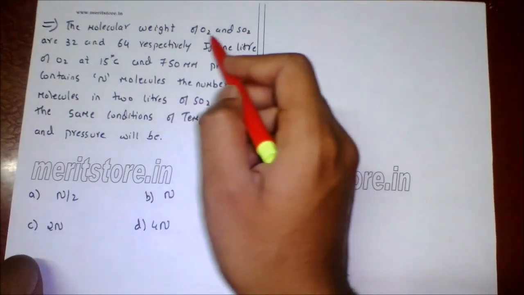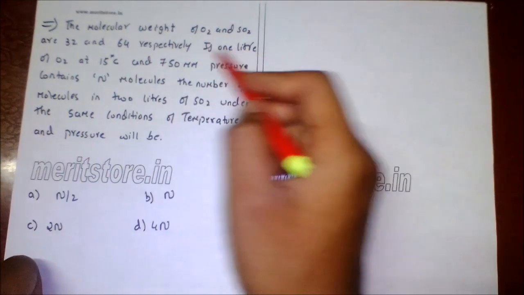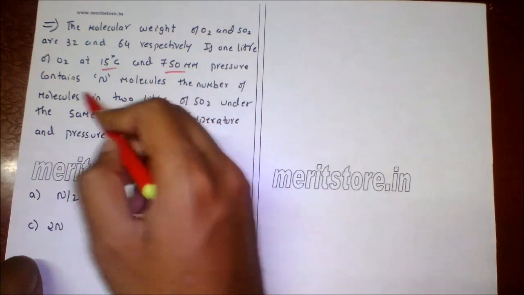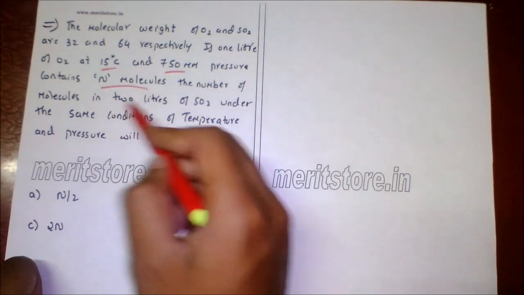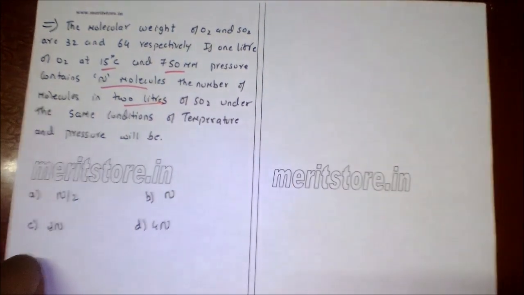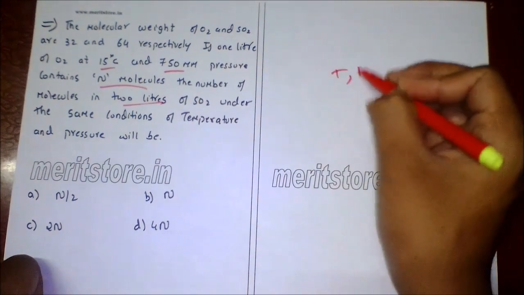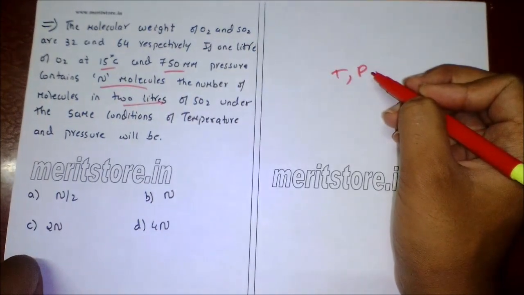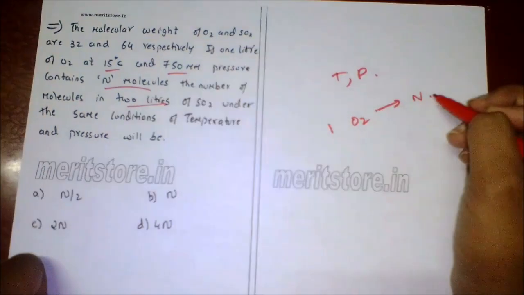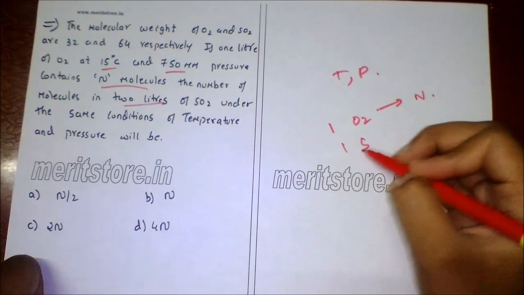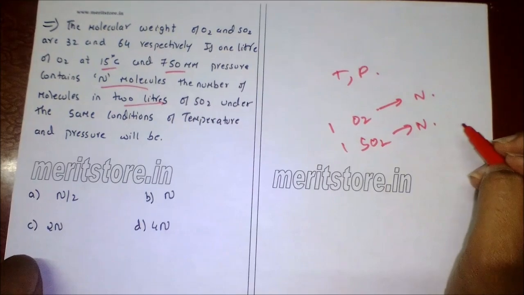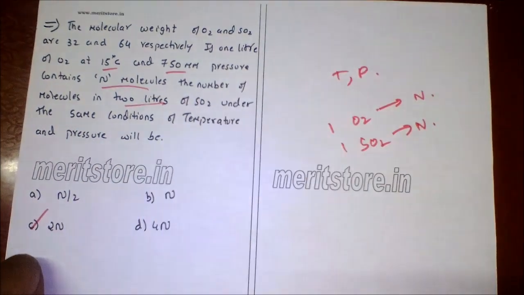The molecular weights of oxygen and SO2 are 32 and 64 respectively. If 1 liter of oxygen at 15 degree and 750 mm of Hg pressure contains n molecules, the number of molecules in 2 liters of SO2 under the same conditions of temperature and pressure will be? At the same temperature and pressure, equal volumes have equal numbers of molecules. If 1 liter of oxygen consists of n molecules, then at the same temperature and pressure, 1 liter of SO2 will consist of n molecules. So 2 liters of SO2 will contain 2n molecules. So option C is the correct answer.